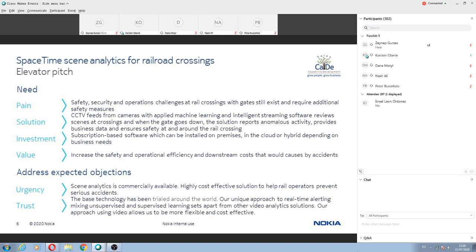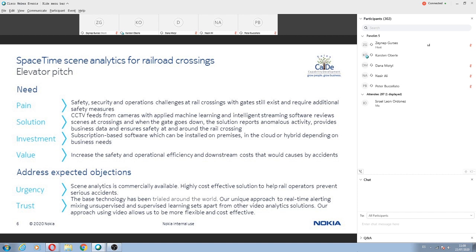Well, the investment varies, of course. In many cases, there are already cameras existing which we can just use, the stream of the camera which is already there. So we just need some subscription-based software to perform the analytics, which can be done on-premise, in the cloud, or hybrid, whatever the customer likes the most.